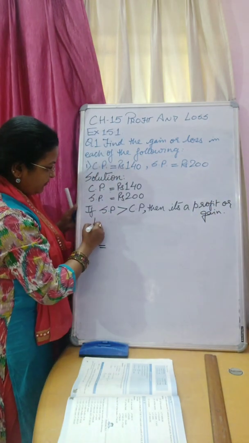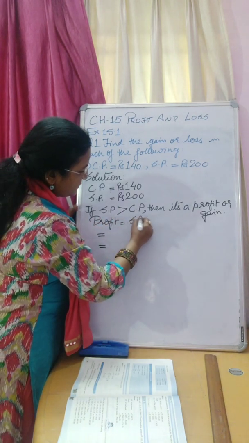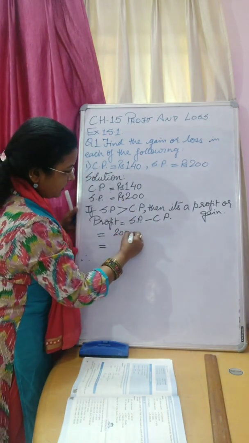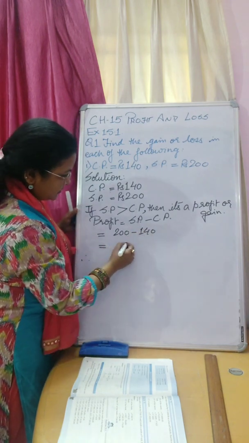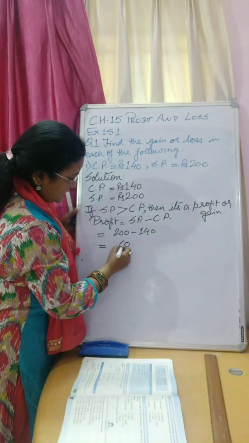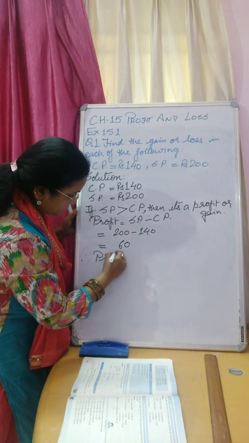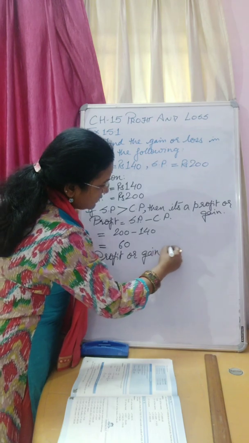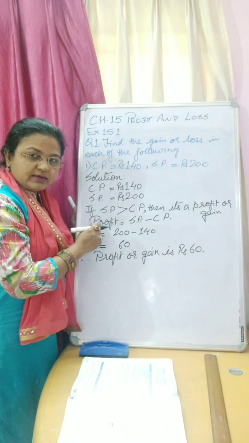So we'll write the formula for profit. Profit is equal to, we know, SP minus CP. What is SP? 200 minus CP 140. 0 minus 0 is 0. This 0 becomes 10. 10 minus 4 is 6. This 2 becomes 1. 1 minus 1 is 0. So, profit or gain is rupees 60, where SP is greater than CP.